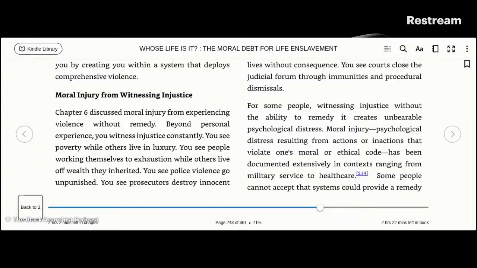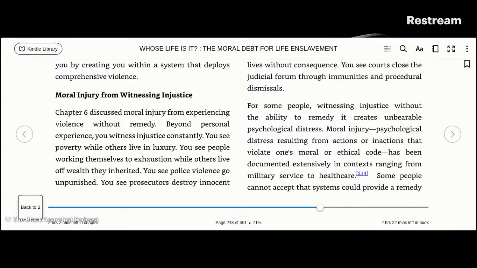Procedural dismissals. For some people, witnessing injustice without the ability to remedy it creates unbearable psychological distress. Moral injury, psychological distress resulting from actions or inactions that violate one's moral or ethical code, has been documented extensively in contexts ranging from military service to healthcare.